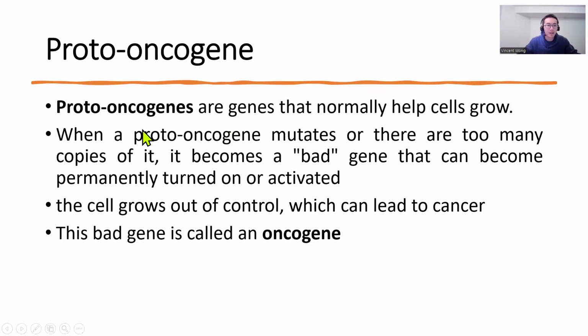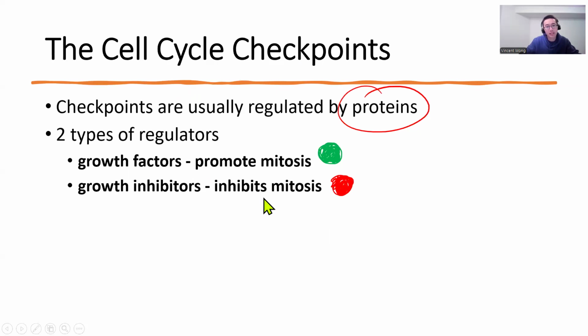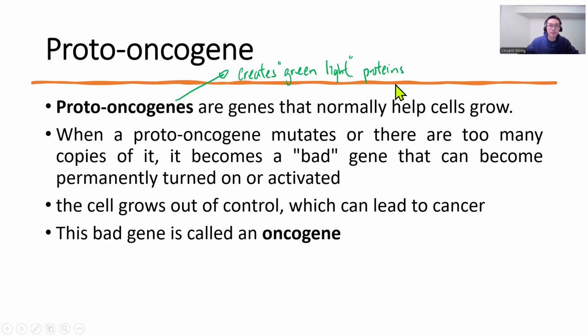Having said that, let's take a closer look at the green light. So some genes, we call them proto-oncogenes. These are genes that would create the green light proteins that would help the cell grow. And here, I'll write it down for you in green. These create green light proteins. Okay, I call them green light proteins, but they are called growth factors, right? Growth factors. Okay, so they produce these green light proteins.